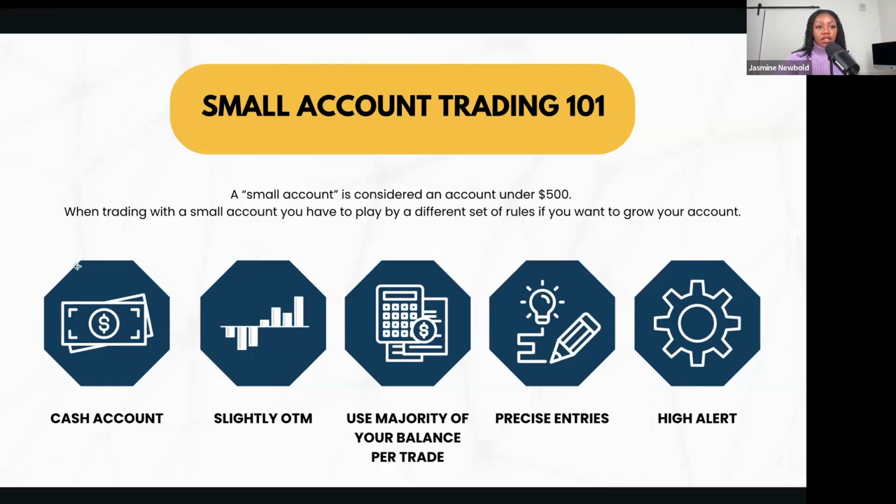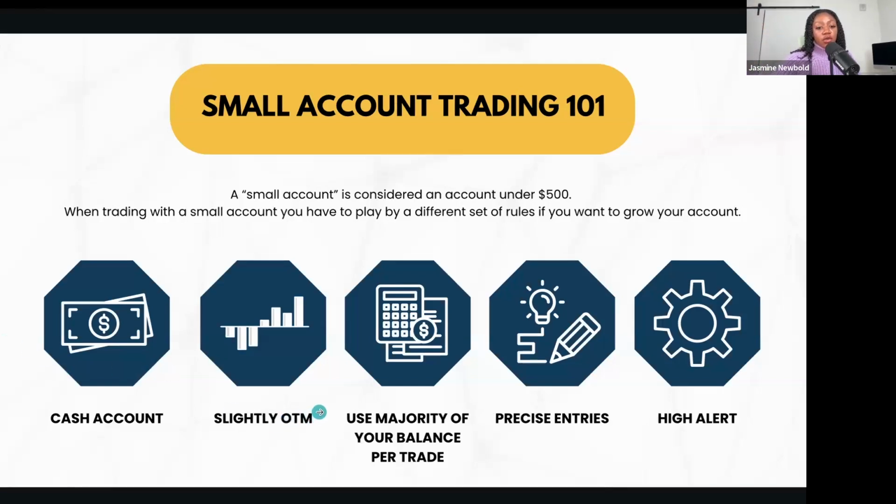With a margin account, if you have an account under $25,000, you're subject to the PDT rule, which is the pattern day trading rule, which means that you cannot do more than 3 day trades in a week. When you're small account trading, you need to do a lot of day trades in order to get that account size bigger. So you're going to need a cash account.